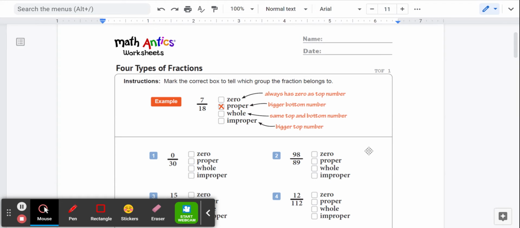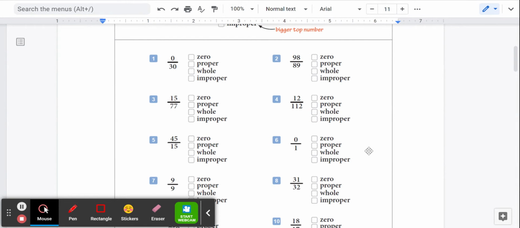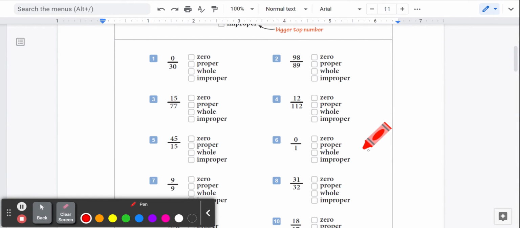Okay, so I'm going to go over how to do your assignment. So the first page is instructions: mark the correct box to tell which group of fraction it belongs to. And then it even gives you an example of what each one is, right? The zero fraction always has a zero as the top number. Proper fraction has a bigger bottom number. Whole number, same top and bottom number. And an improper fraction has a bigger top number. So you're just going to look at each of these and decide which one it is, right? And then just put a little X in it or something like that.